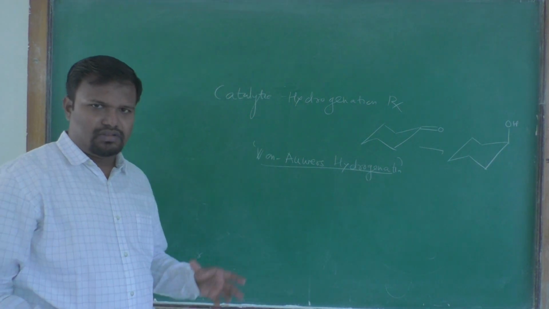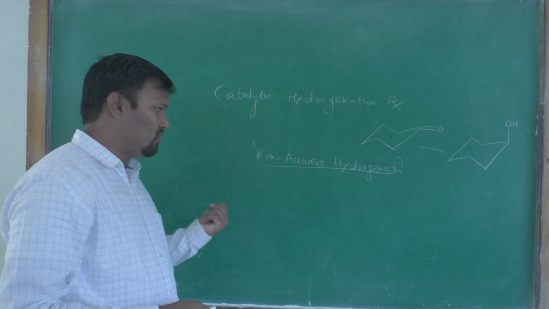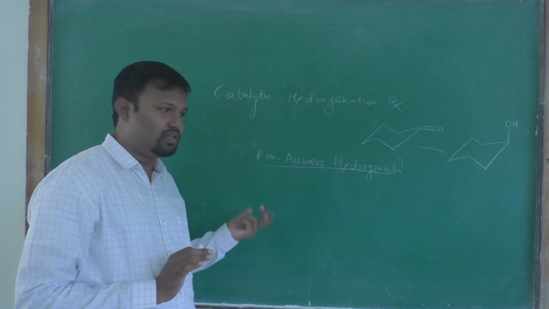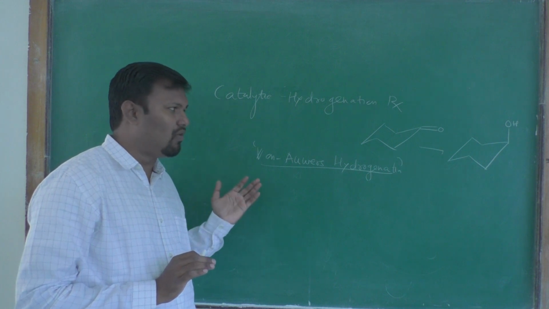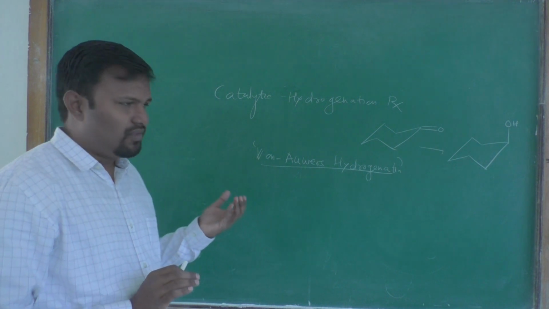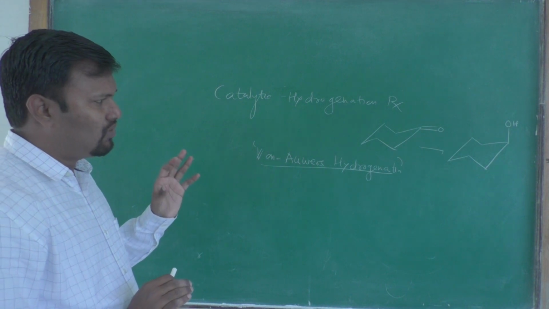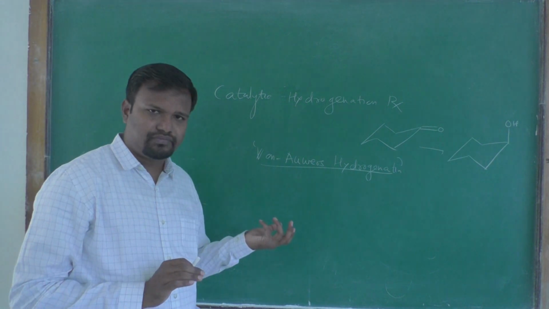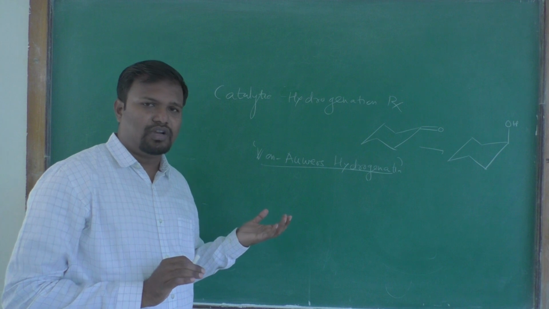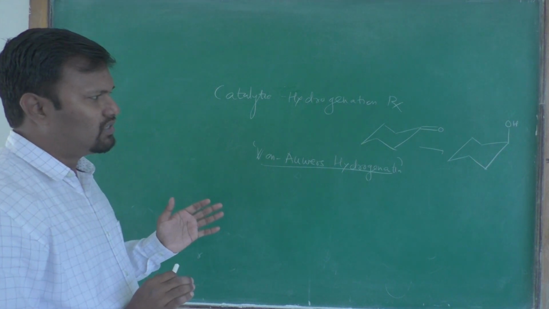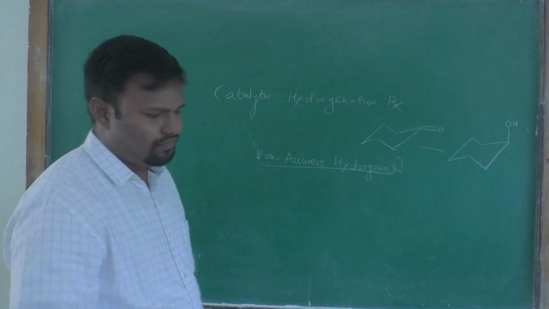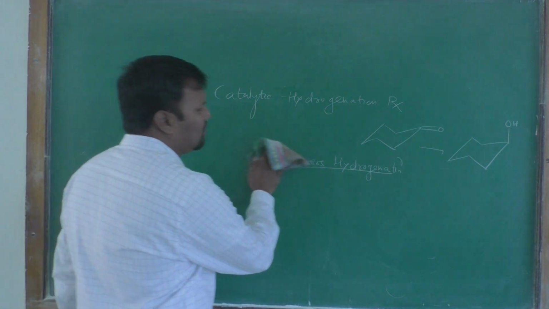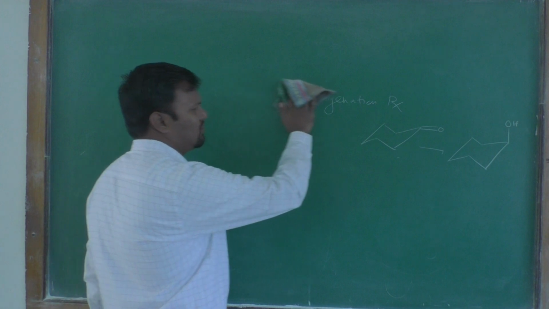Okay, we have already discussed the von Auwers rule. That rule is different from this hydrogenation rule. This rule is for the hydrogenation of cyclohexanone, and during this hydrogenation you obtain the axial OH group in presence of acid. Okay, why is this happening? Let's discuss this.